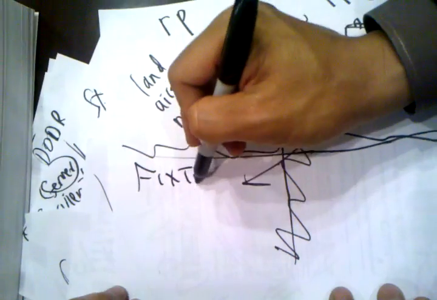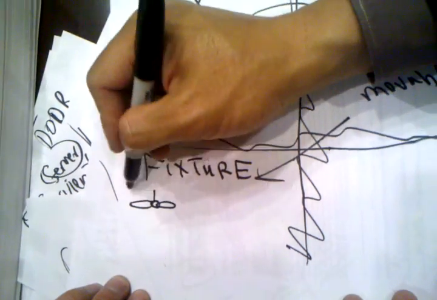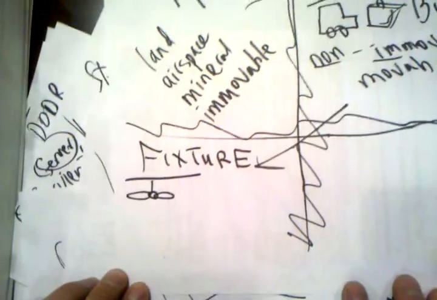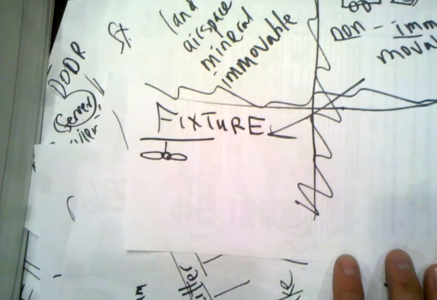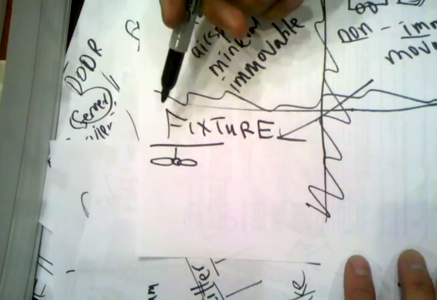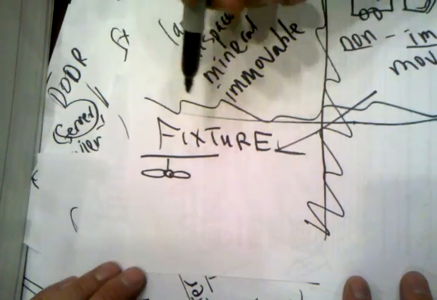It's called fixture. What does it mean? I see a fan on the ceiling. Here we don't have a fan, but let's say that when I bought it from the Home Depot, it is moving, it is not fixed in the ceiling. But now we say it is a fixture.